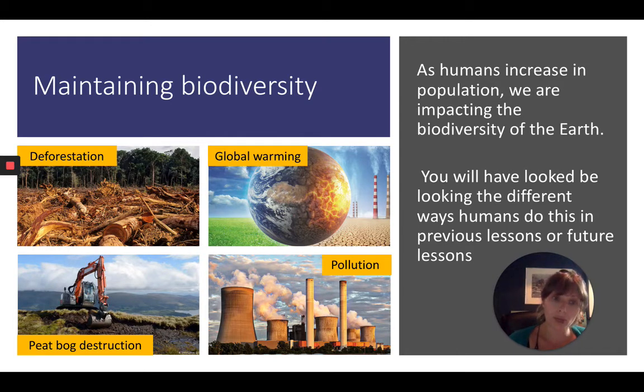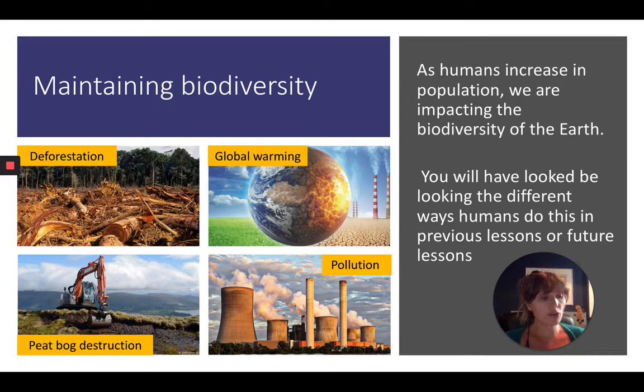So global warming and pollution, I think you've got lessons coming up on those. So all four of these things have an effect on biodiversity. Some of them destroy habitats, so the animals can't live there anymore, so therefore the animals die out. Global warming, the earth or the climate is getting hotter, so certain living things can't adapt to that and are not going to survive, reducing the amount of different species we've got. And pollution has a massive range of impacts across the globe on biodiversity. And what we're going to look at is maintaining it.